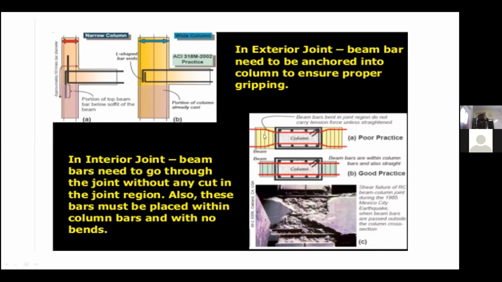Now if we look at the rectangular bar, this beam bar, we are not able to take inside the column because you have a column vertical bar. So it is going to be a hindrance. So what they do is bend the bar inside the column, inside the column bars, and then take it. So this is poor practice.